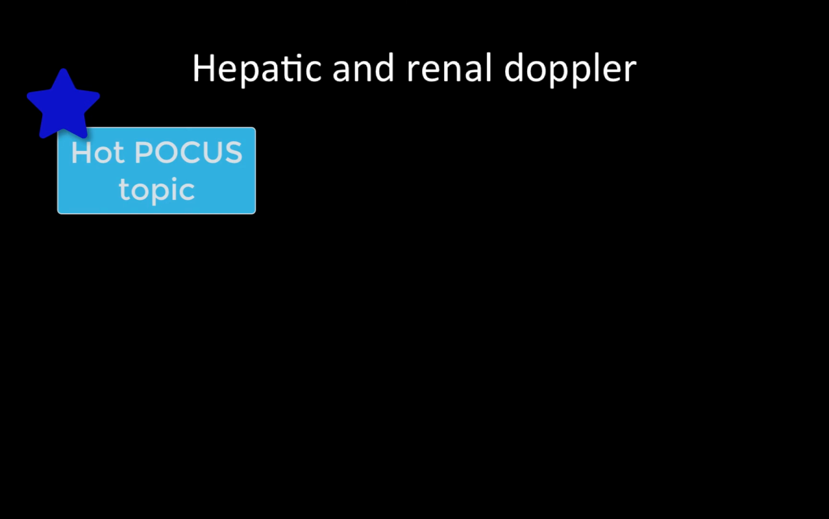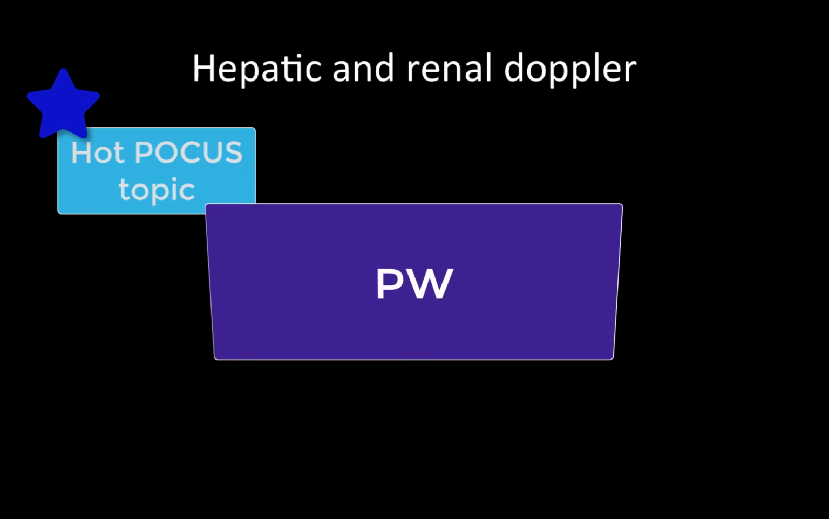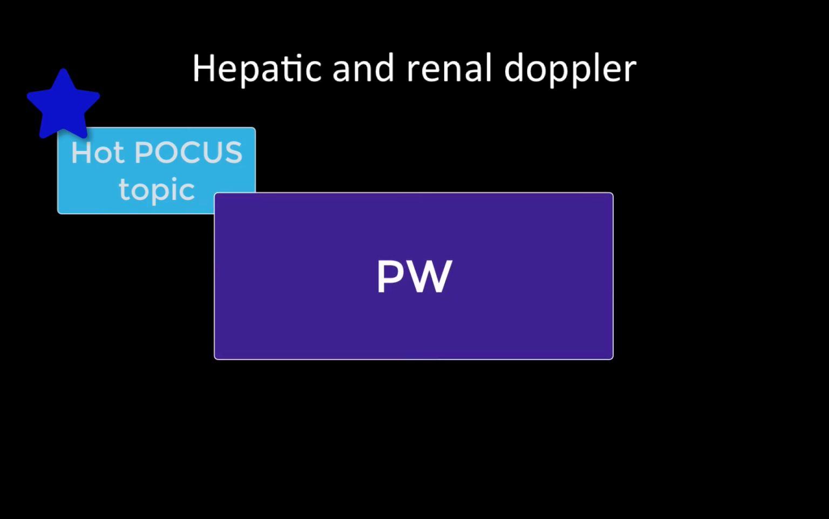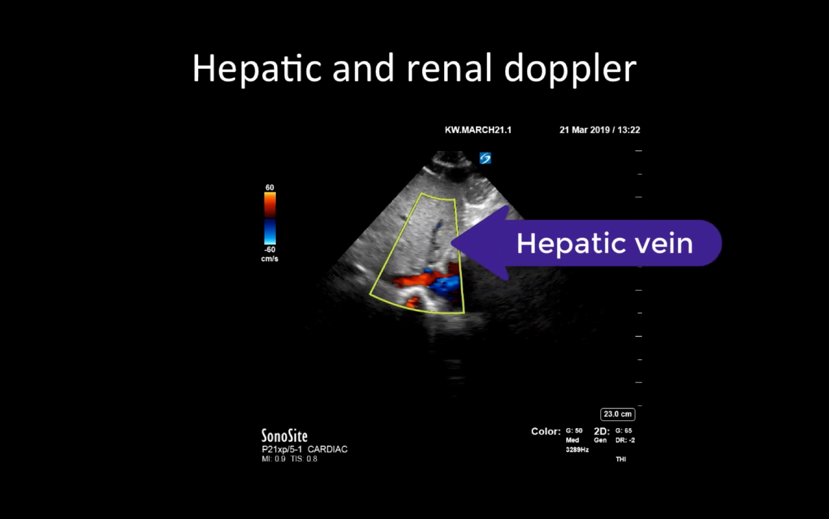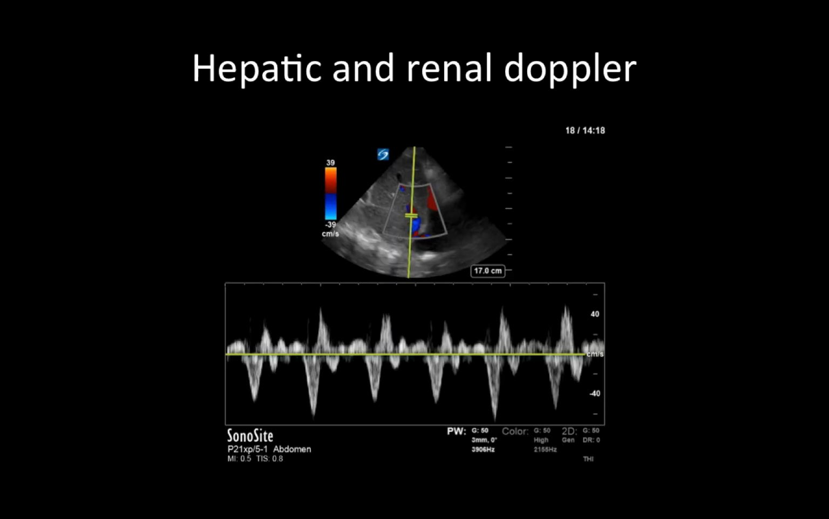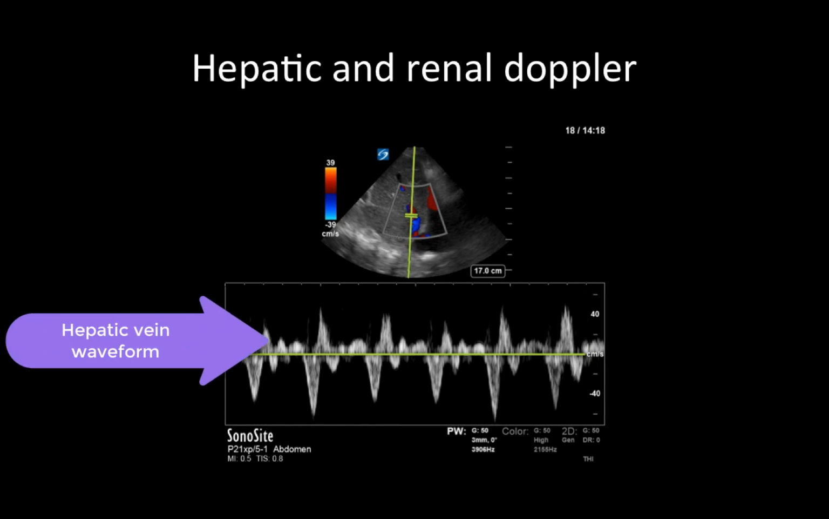So for these techniques, we're going to first again use color Doppler initially, followed by pulse wave Doppler to analyze blood flow in specific locations. Here's the initial clip where we've used color Doppler to highlight blood flow in the hepatic vein. And now we've used PW to generate a velocity waveform tracing over the hepatic vein, which we can analyze and which shifts in various disease states.